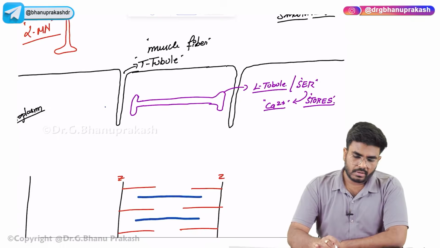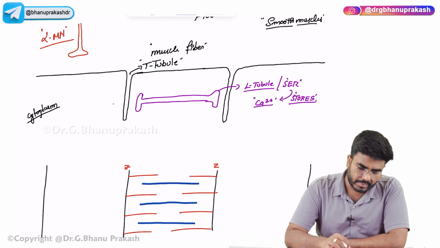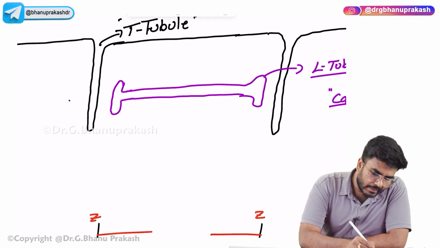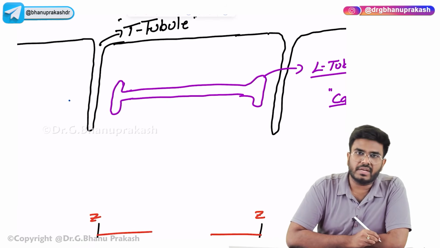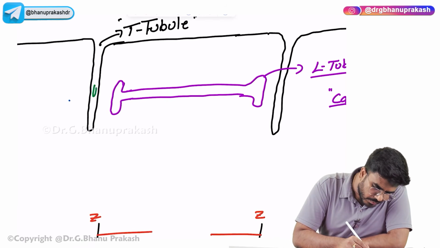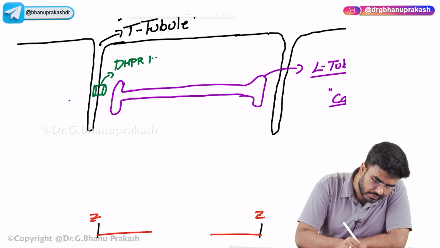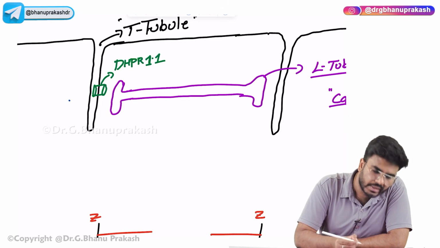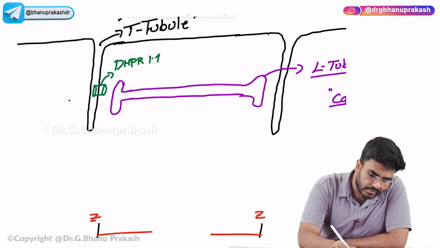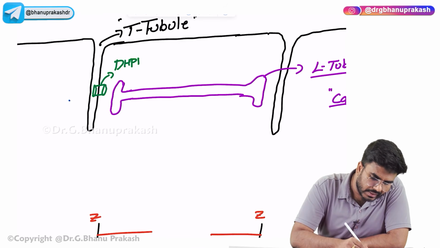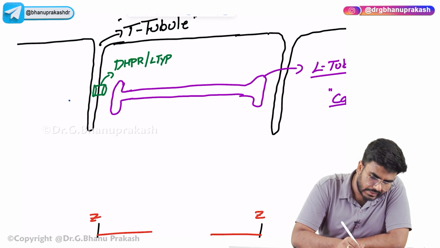Now look what happens. Here there are two types of channels present. On this T-tubule, there is a channel called DHPR, the dihydropyridine receptor calcium channel, DHPR 1.1. It's an L-type calcium channel.